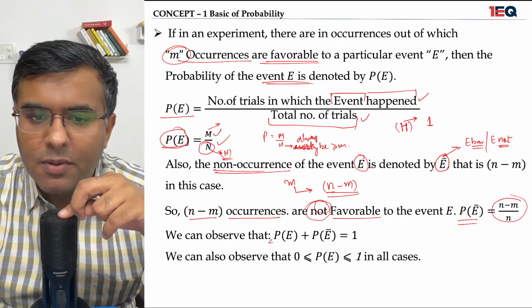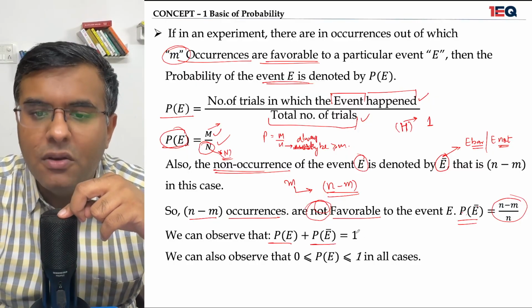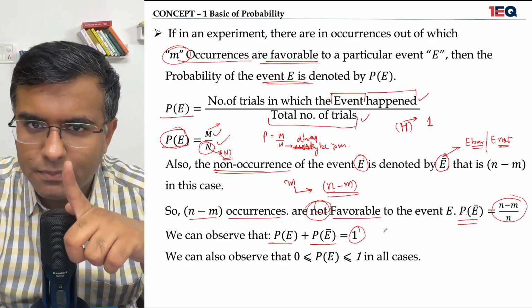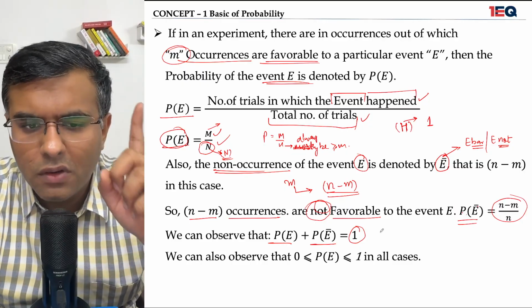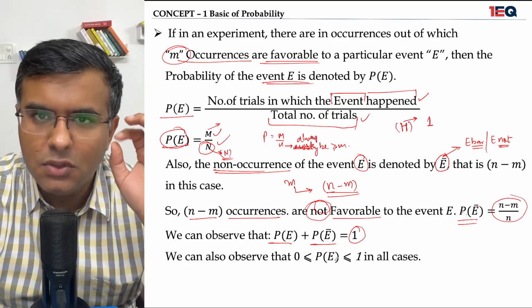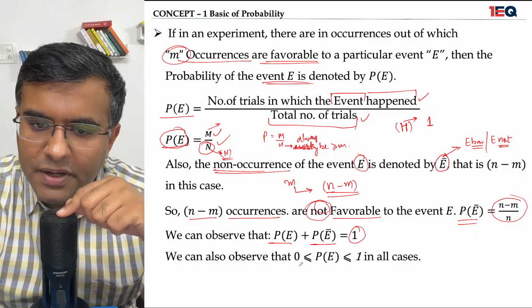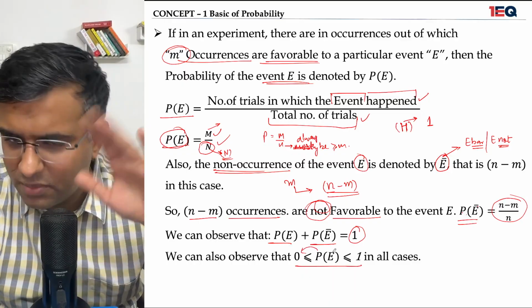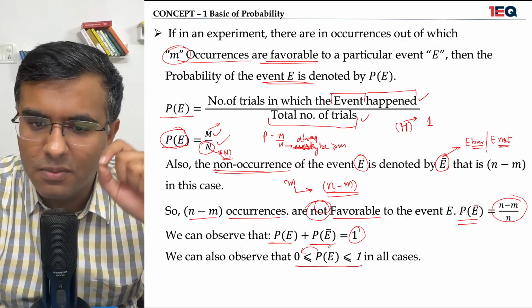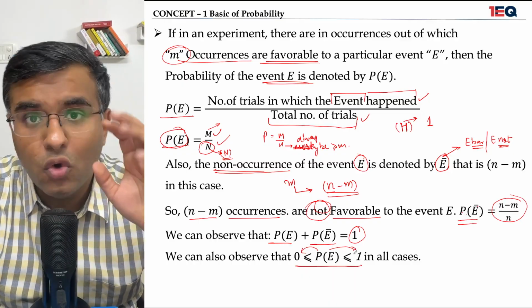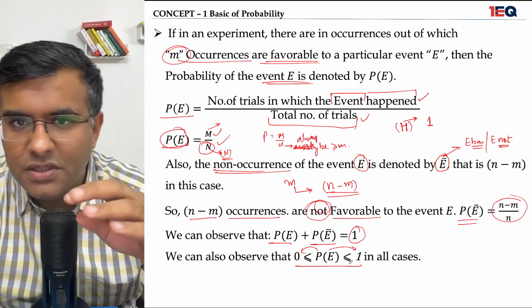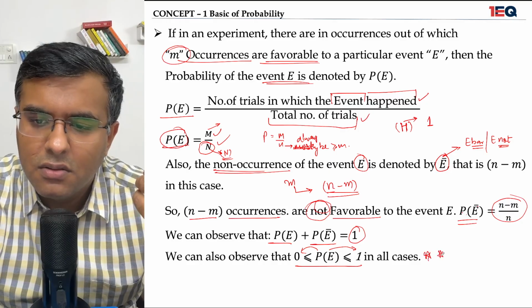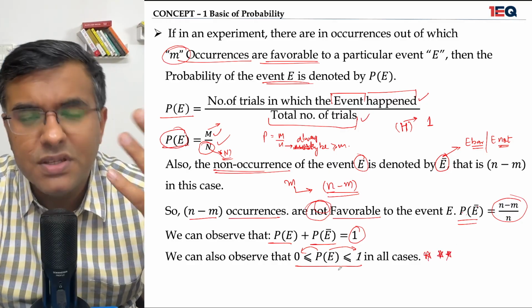Secondly, the probability of E occurring and the probability of E not occurring, when they are added up, would always sum up to be 1. Also, the probability of E occurring can be 0, but mostly would be above 0. Also, the probability of E occurring could be 1, but would mostly be above 0 and less than 1 only. So this is a very strong and important point which you must remember.